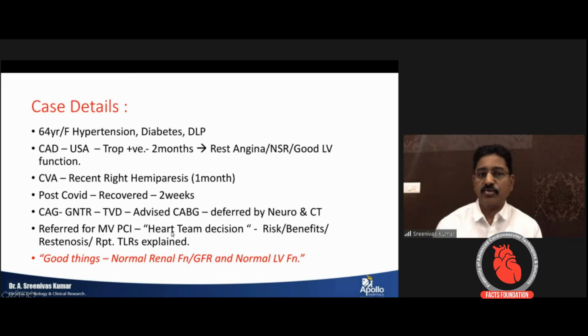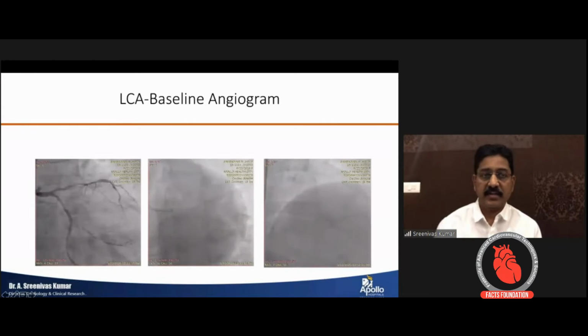So we discussed the heart team approach, repeat surgery versus multivessel PCI. As surgeons were not willing to operate, and the patient obviously always wants the less invasive therapy. The good thing was the renal function was normal and LV function was normal in this lady.